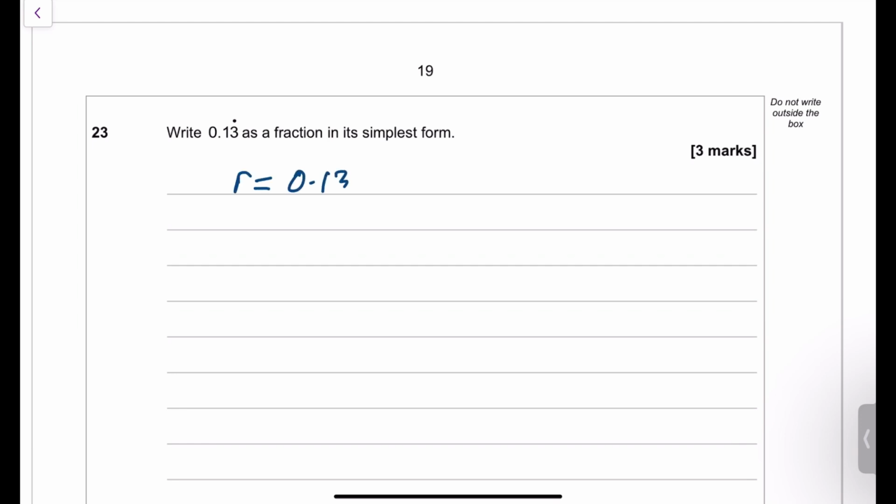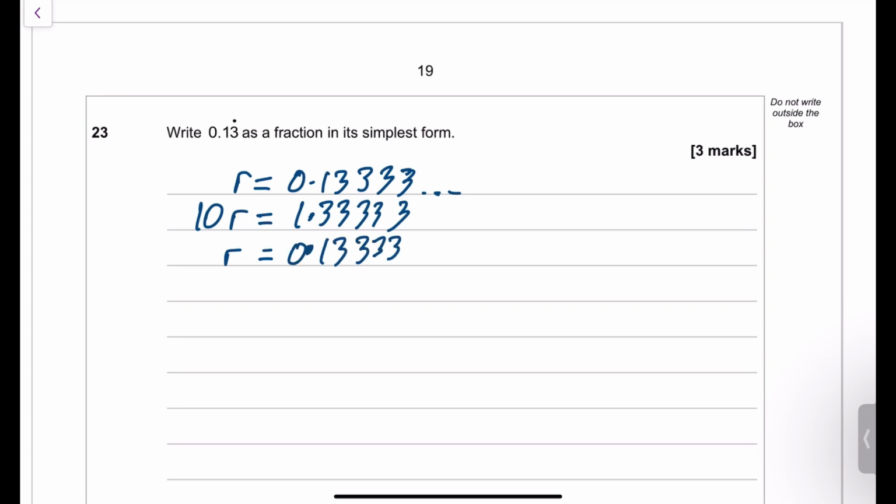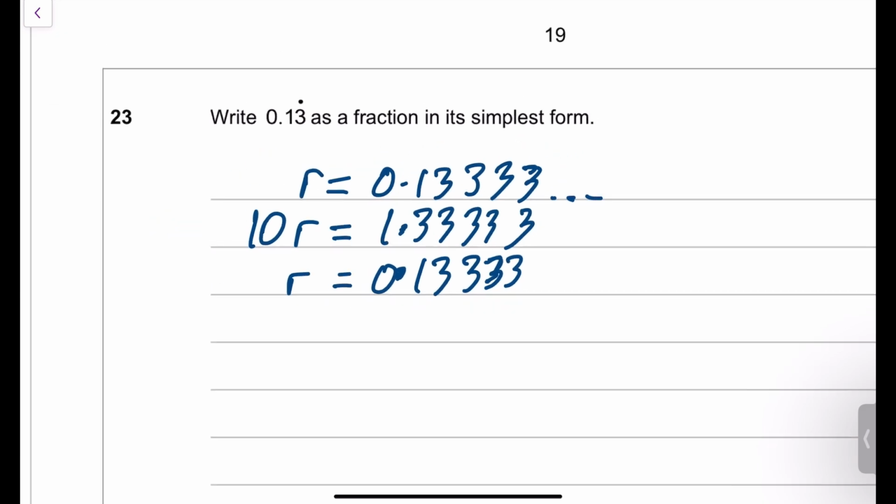Okay, right, 0.133 recurring. I just write it out like this in its simplest form. If there's one digit repeating, you multiply by 10, so it becomes 1.33333. Now write your r underneath it, again lining up the decimal points. So do your decimal point first. And then if you subtract, you can see what would happen.